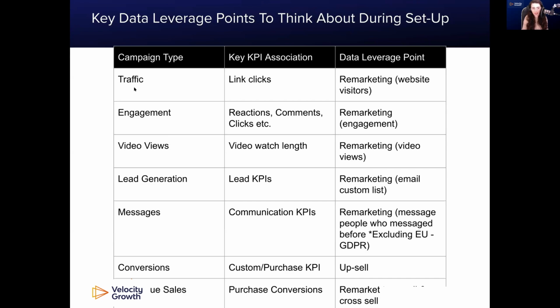So if you have a traffic campaign type and you're looking for link clicks, yes, you can look at remarketing, but here again, some of that data is going to be impacted because it is part of that iOS 14.5 change. It is off-platform data. Engagement, reactions, comments, and clicks, you can remarket to those people too, and it's on-platform data, so you are not having some of it missed on the other end, and it can be an effective audience there as well. Video views, video watch length, remarketing to video views, lead generation, KPIs, remarketing, you can upload a custom list. Now, start distinguishing these between on and off platform in your head as you're going through your own data.